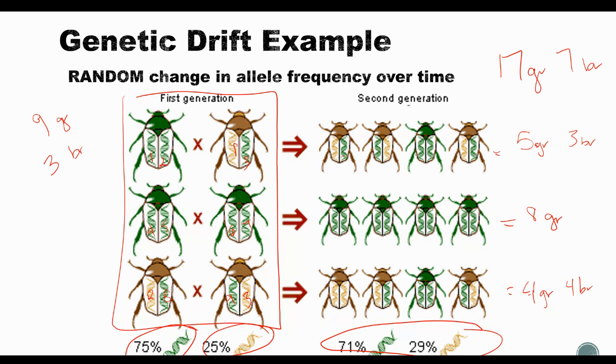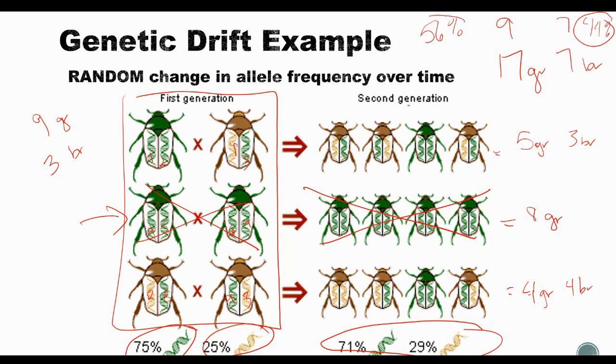Now, if this was something that had a strong selective pressure, what we might see is that the green ones maybe would be eaten before they had any babies. Then we would see a bigger change in this allele percentage. If that happened, so if all of these were eaten, we only had one green left, so this middle mating pair was eaten before they had babies, we would have 9 green, and we would still have 7 brown. So the percentages there would be 56% green and then 44% brown.